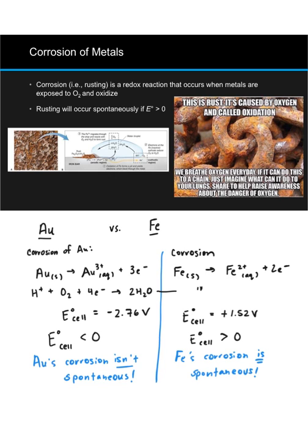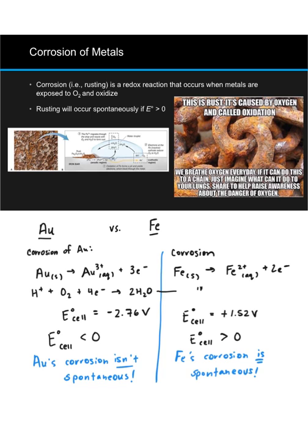Gold stays gold and doesn't form oxidation layers or rust because it's not spontaneous for it to do so. Therefore, gold we consider a noble metal, a precious metal that's got high value because it always exists as gold and not as a corroded product, whereas iron corrodes spontaneously. So it doesn't exist as pure iron for very long when exposed to the atmosphere.